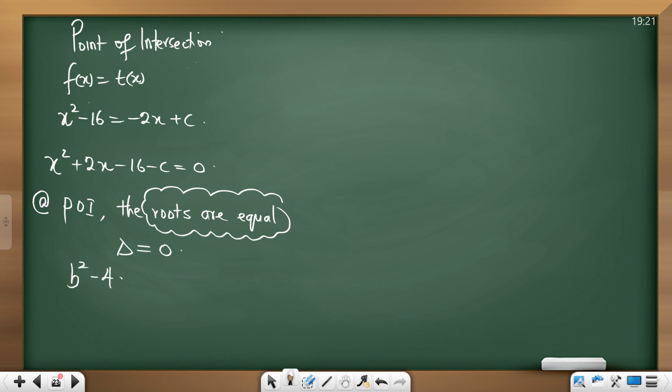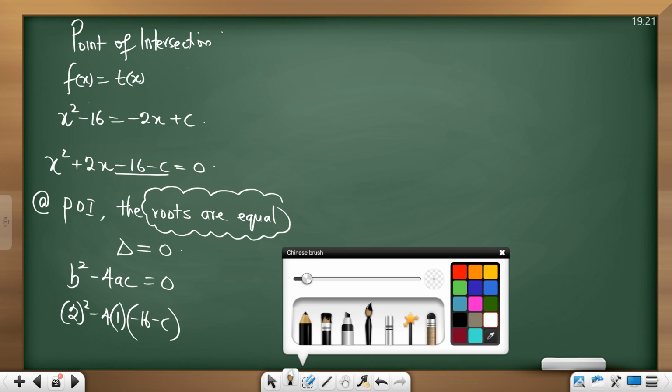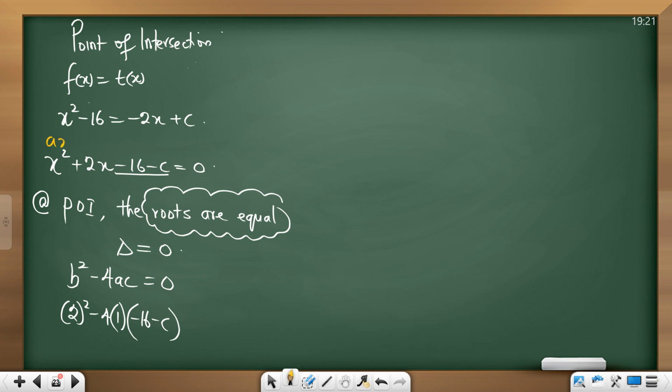b squared minus 4ac. Now, what is our b? The coefficient of x, 2. What is our a? Now, what is our c? Negative 16 minus c. This whole thing is c. Remember the equation. It is what? ax squared plus bx plus c.